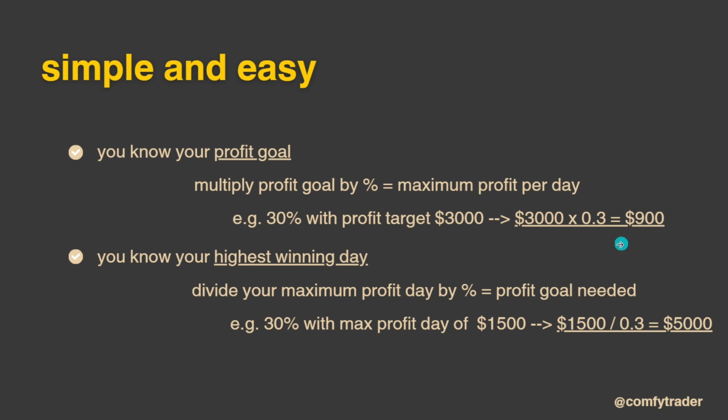And the second calculation you need to know is, if you go over your daily profit, what profit target you need to reach now. So if you know your highest winning day, divide your maximum profit day by the percentage and you get your new profit goal that's needed for withdrawal. In the same example with the same percentage, we had a profit day of $1,500, and if I divide the $1,500 by 0.3, my new profit goal before I'm allowed to withdraw is $5,000.